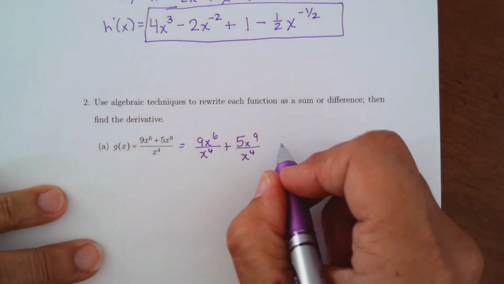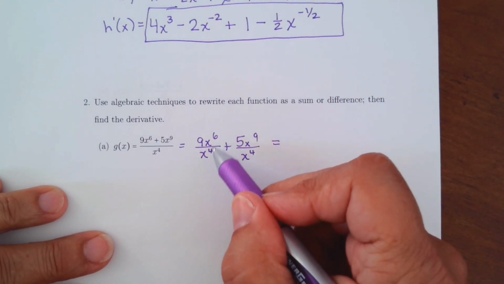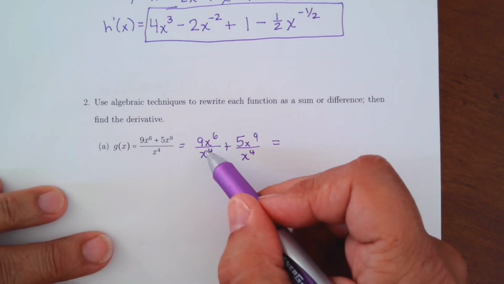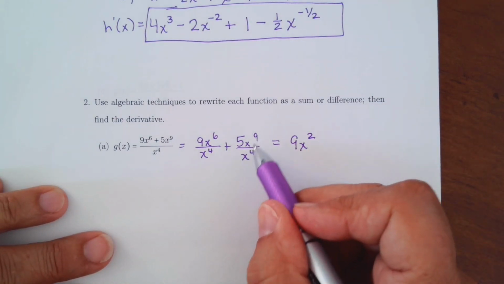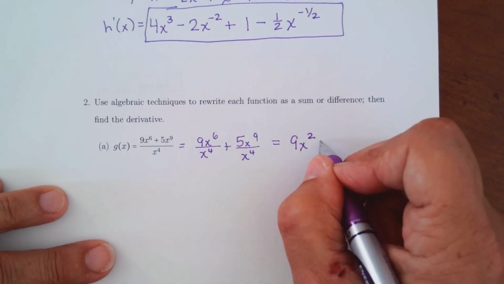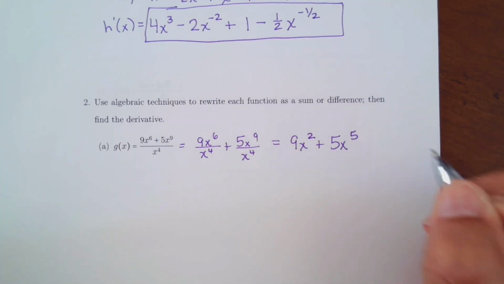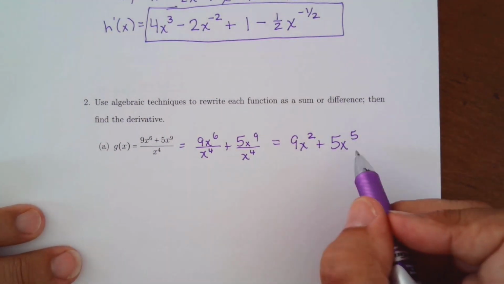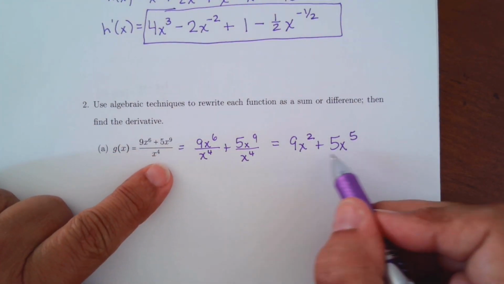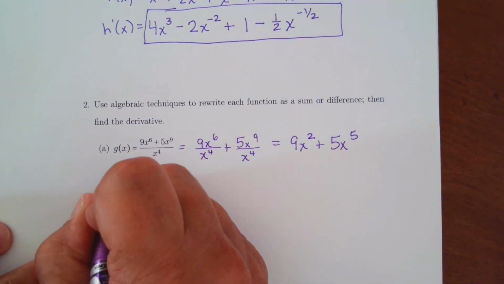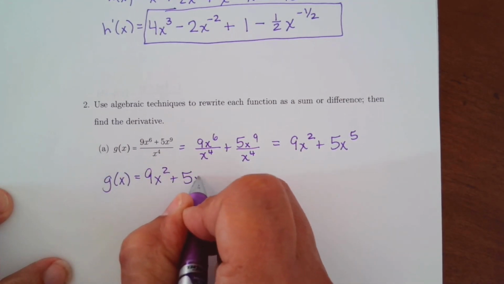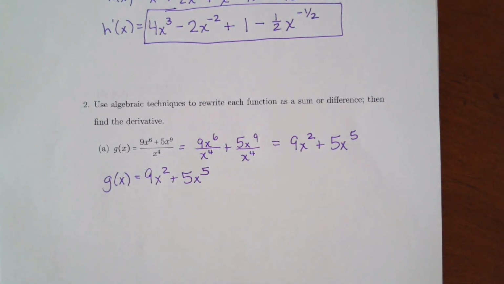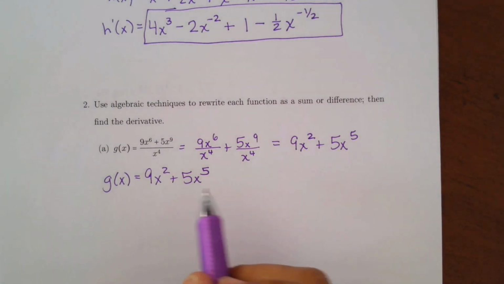Okay. All right, so that gives you, subtracting your exponents, 6 minus 4 will leave you 9x squared in the top. And over here, subtract your exponents, 9 minus 4 leaves you 5x to the 5th in the top. So this is what you're going to take the derivative of. This right here is simplified to this. So now we have that g of x is 9x squared plus 5x to the 5th. Okay, so that's what we're going to take the derivative of.